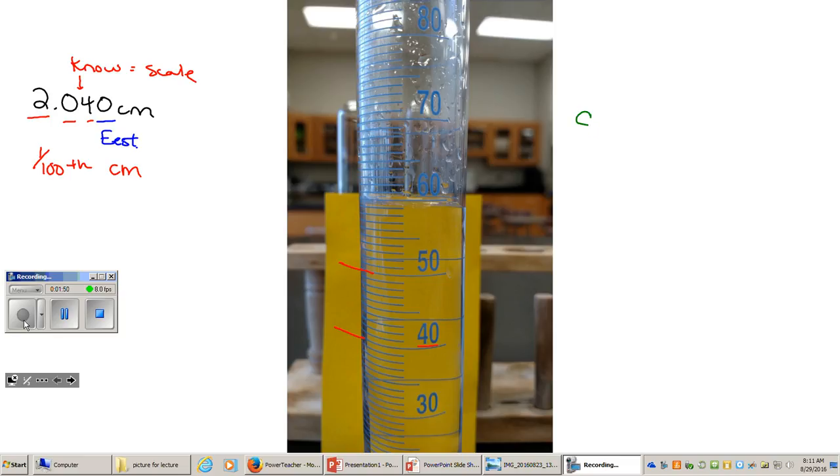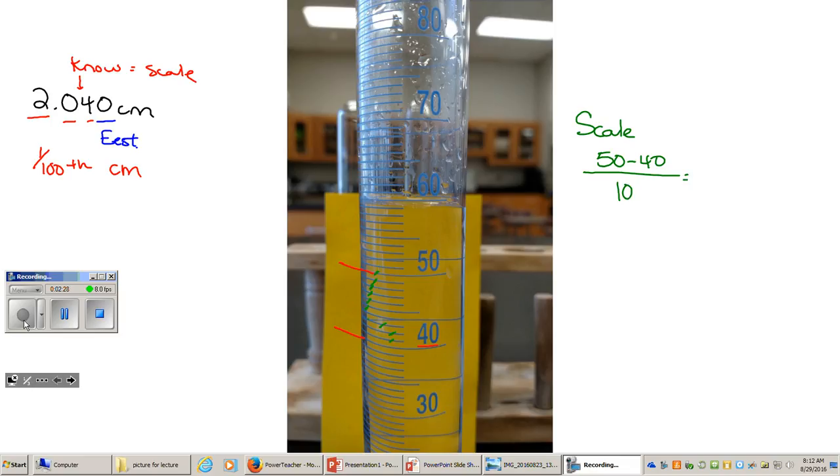So to determine the scale, I'm going to pick two numbers that are marked, and I picked 50 and 40, and I'm going to get the range of those numbers, so I'm going to subtract. And then I'm going to count the number of lines. So I've got 1, 2, 3, this one, oops, I better come over here. 1, 2, 3, 4, 5, 6, 7, 8, 9, 10 lines. So there are 10 lines between 40 and 50.